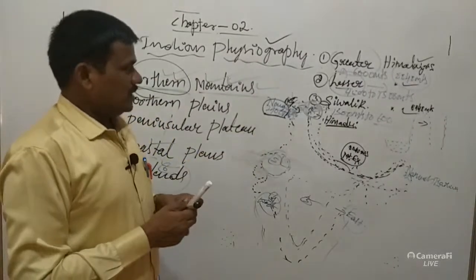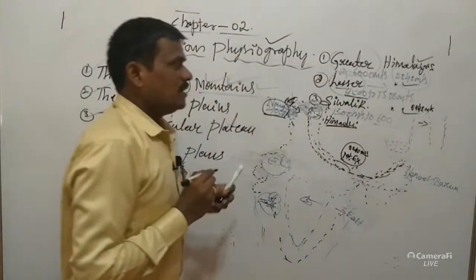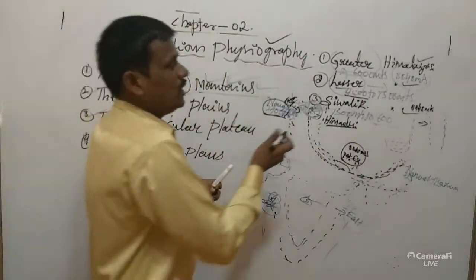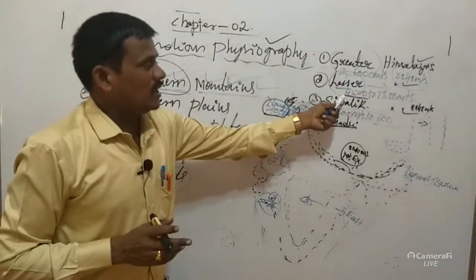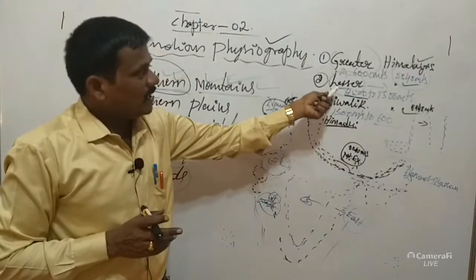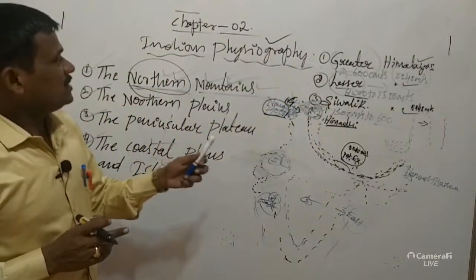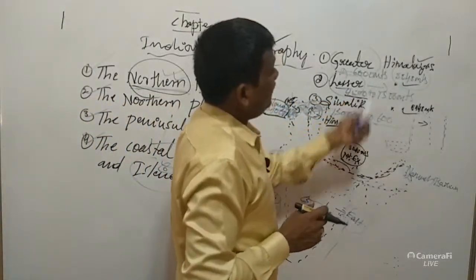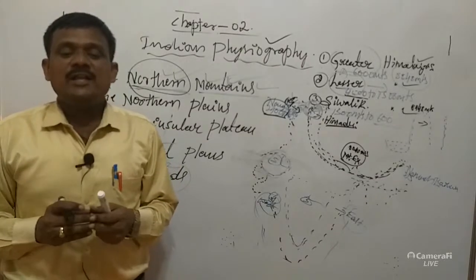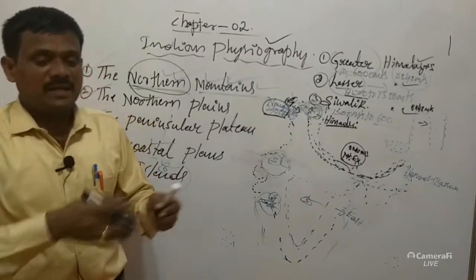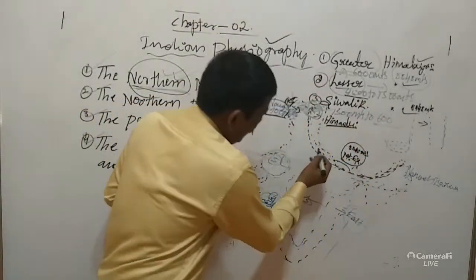And this is based on height, from 4500 meters above sea level to 1500 meters above sea level. These mountain ranges are concentrated only in the Lesser Himalayas. First, how much is the width here? The width is 60 to 80 kilometers.